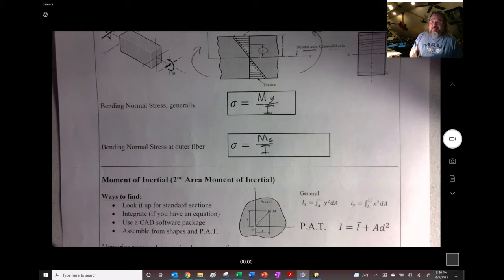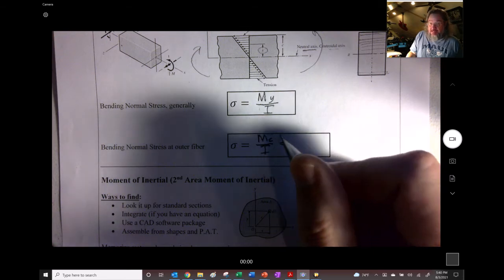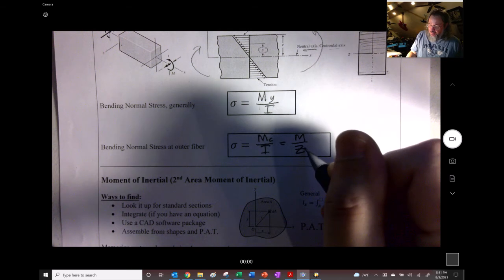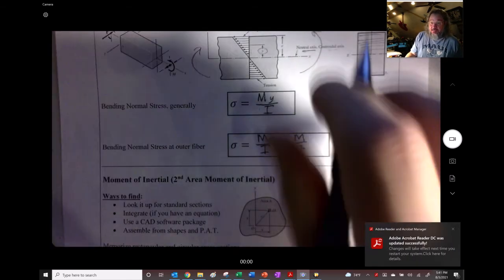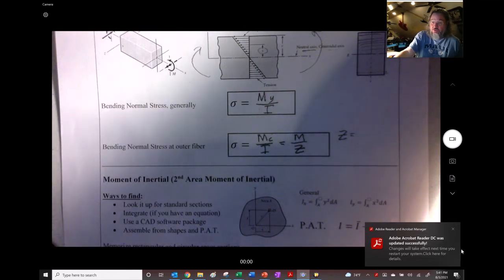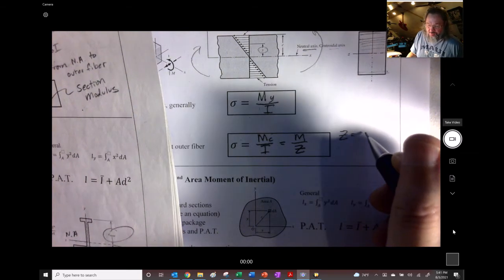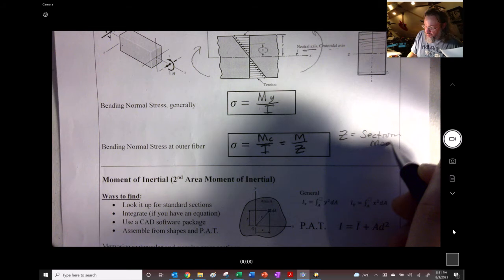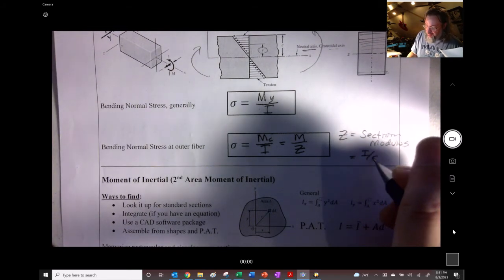Now also, keep this in mind, we'll use this a lot, but sometimes when we want to design something, what's nice is to combine c and I together into another variable that we call Z. And that Z is the section modulus. So this is the section modulus, and it's equal to I divided by c.